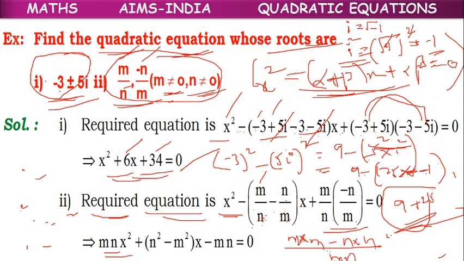So what will we get here? m square minus n square. But outside we are having minus. If we change the sign, we can write it in reverse: n square minus m square x. If you multiply, the simplification of this is this one, minus.